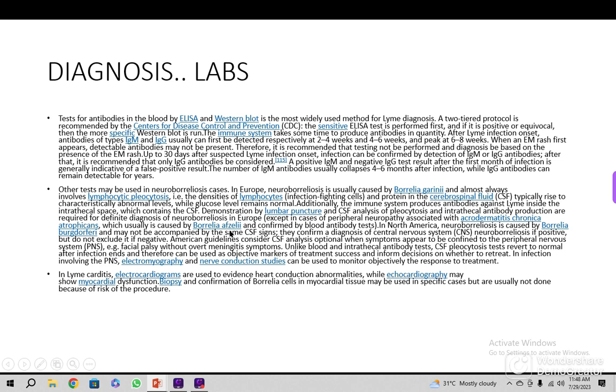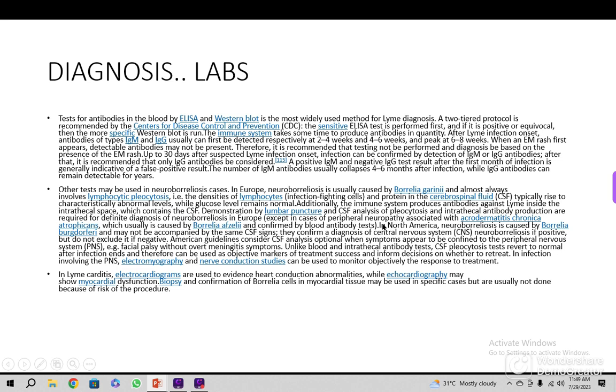And in Europe you can also have associated peripheral neuropathy. You can examine the peripheral nerves; electromyography or nerve conduction tests can reveal which type of peripheral neuropathy it is.